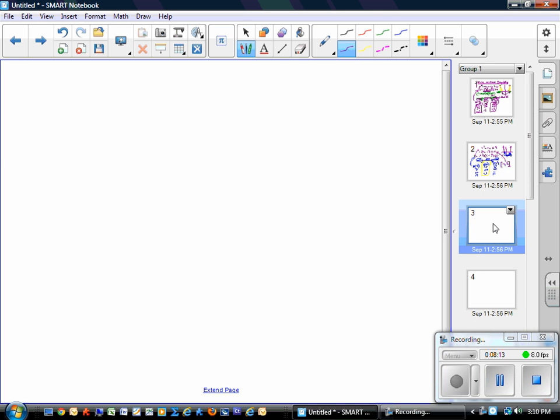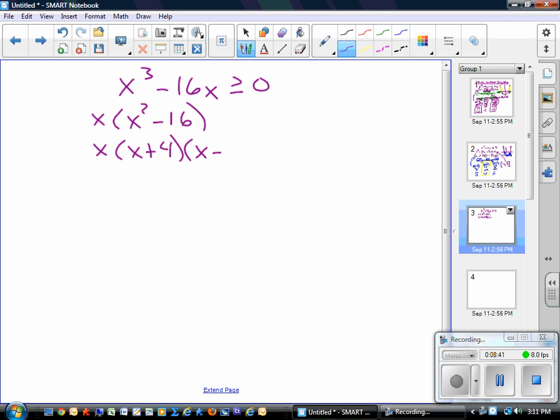Next example. x cubed minus 16x greater than or equal to 0. Now in this case, you have no experience in graphing cubic functions, or most of you don't. So I'm going to go about just factoring this like I would an equality. I have x times x squared minus 16, which goes to x, x plus 4, x minus 4. If this was strictly equal to 0, I'd have 3 roots, which means I have 3 critical numbers: one of negative 4, one of 0, and one of 4.